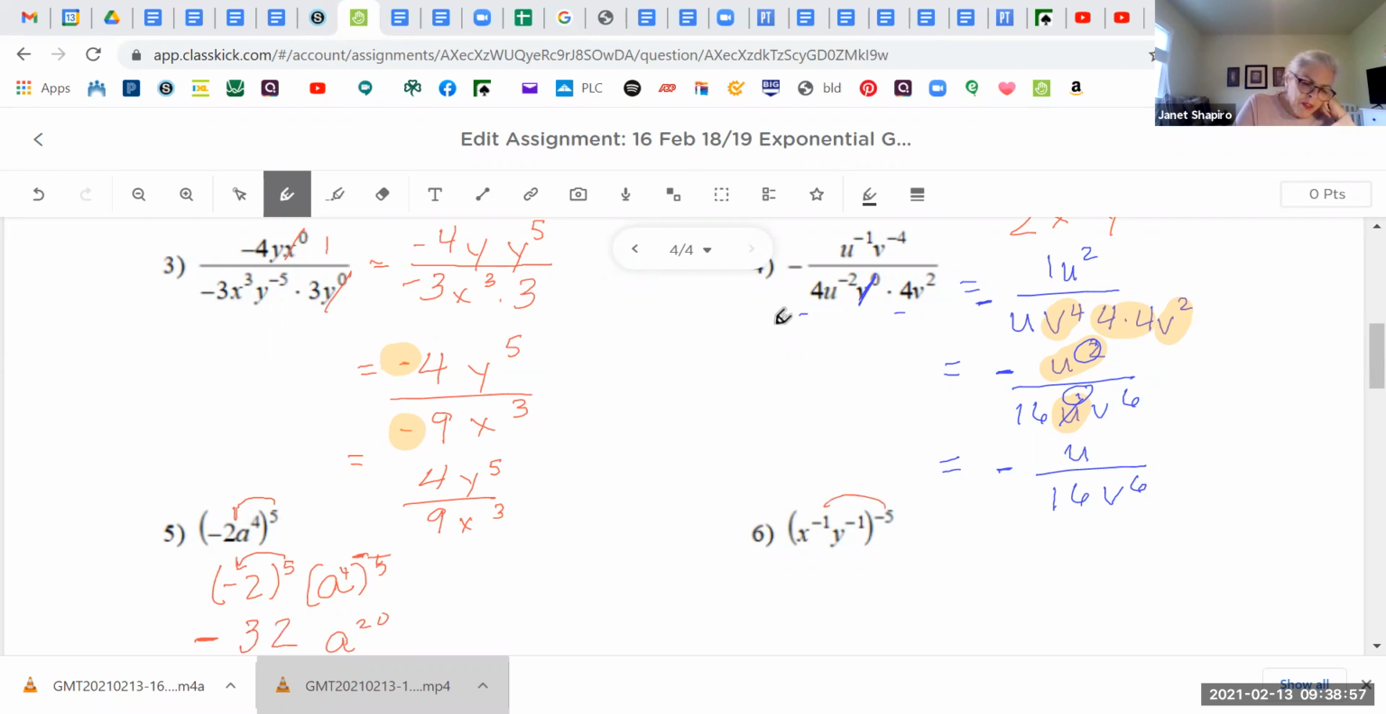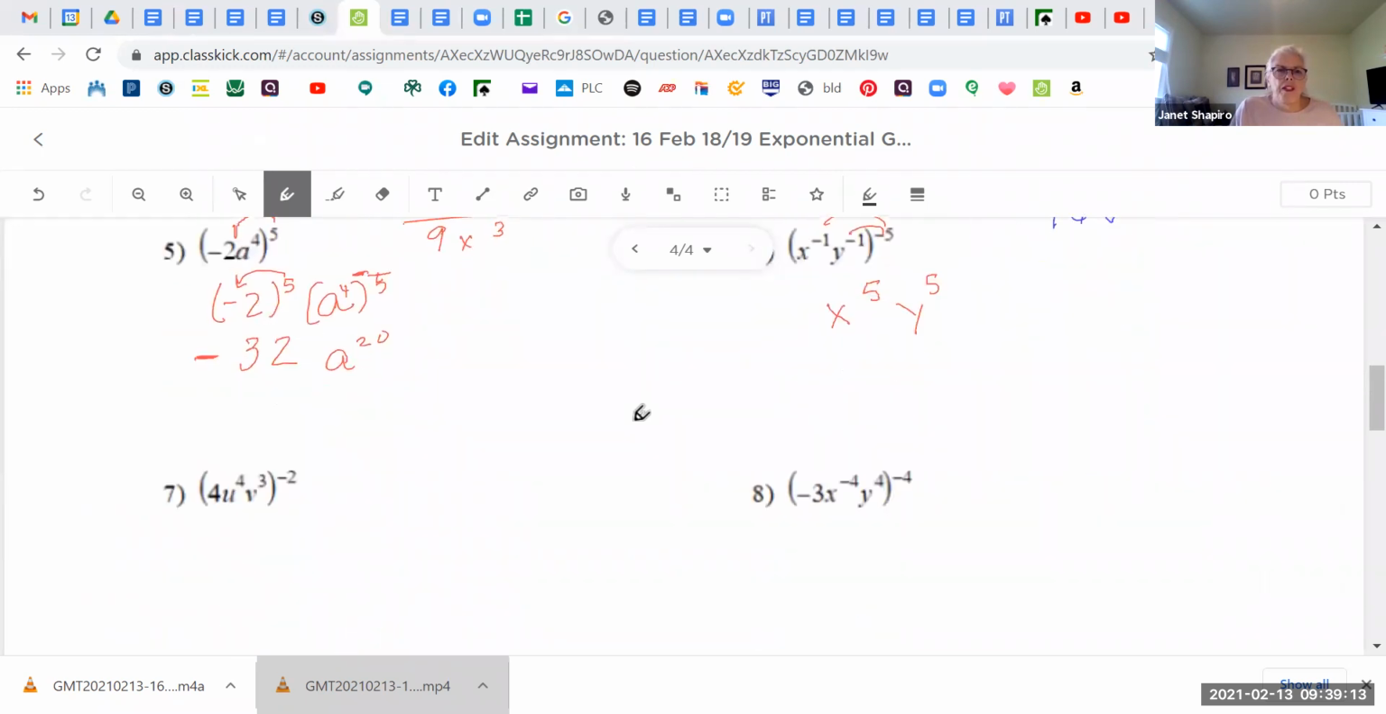All right, I'm going to multiply exponents here, and I get x to the 5th, y to the 5th. There's no integers that I need to figure out a power for. That's it. There's nothing more to do on that problem.